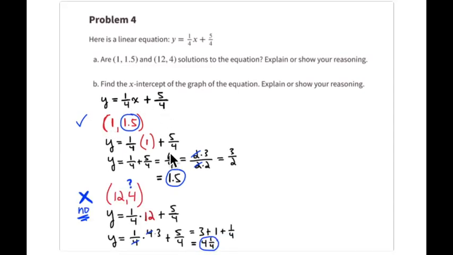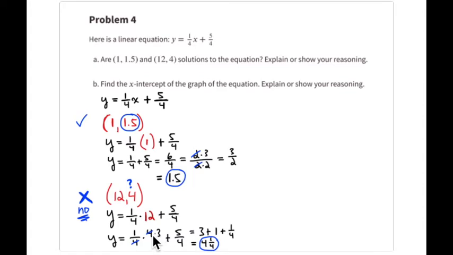So what about 12/4? So 1/4 of 12 is 3. So I'm going to plug 12 in for x. 1/4 of 12 is 3. And then 3 plus 5/4. Well, that's going to be a mixed number. It's not going to be a whole number. And so it's not going to be 4. Actually, it's 4 1/4.